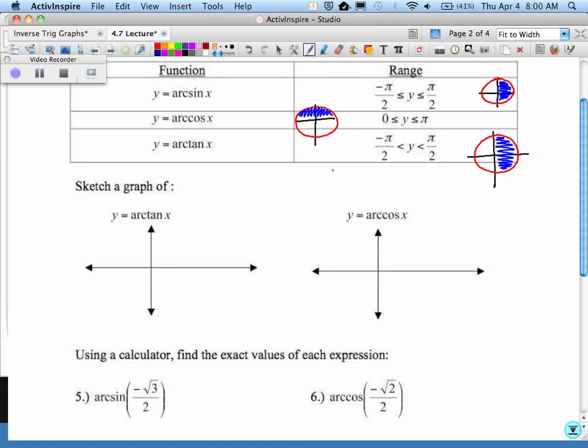Cosine is, I'm putting it on this side because it's the only one that's the top half of the unit circle, and then we're back to tangent over there.